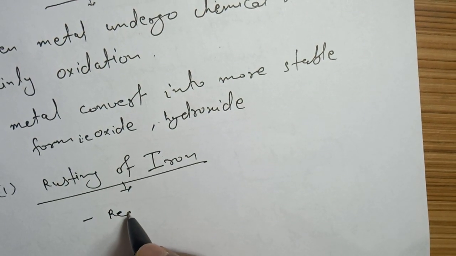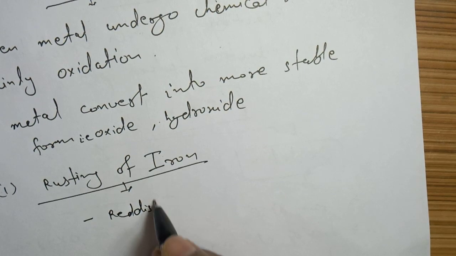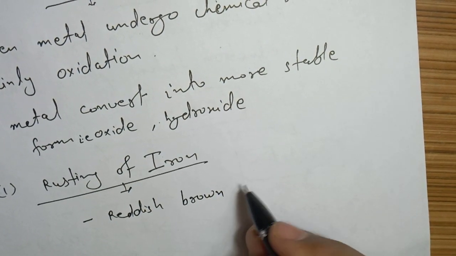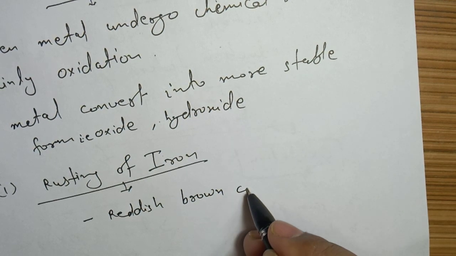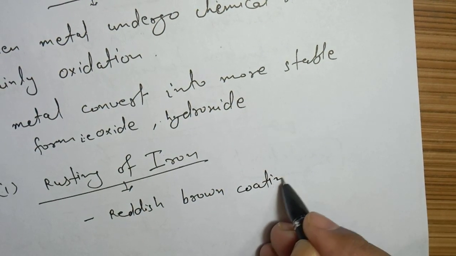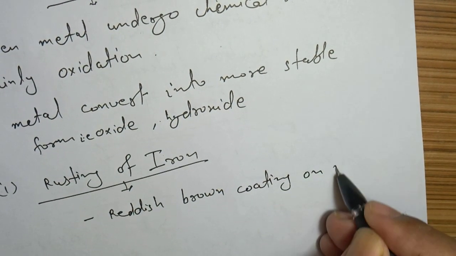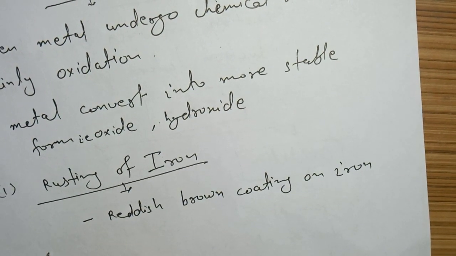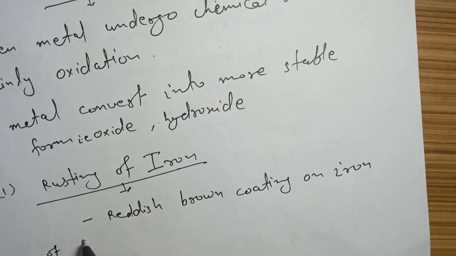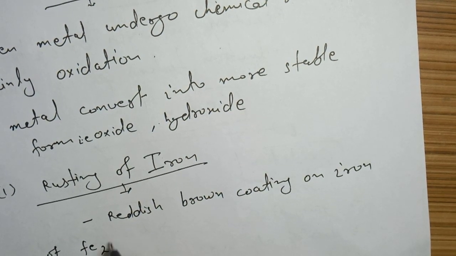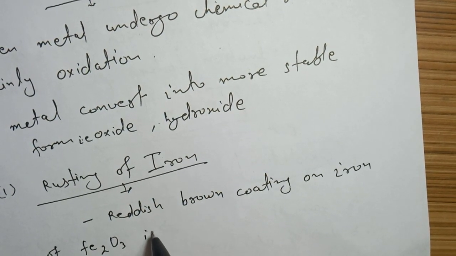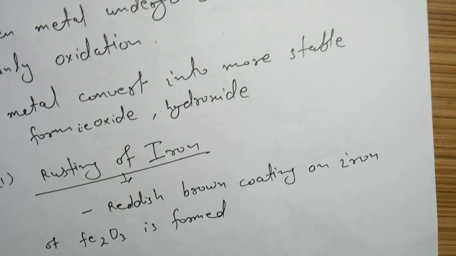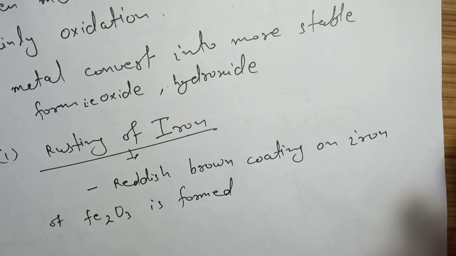a reddish brown layer, or you can say the coating, on iron, of what is that? It's of Fe2O3 is formed. We can say there is rusting.